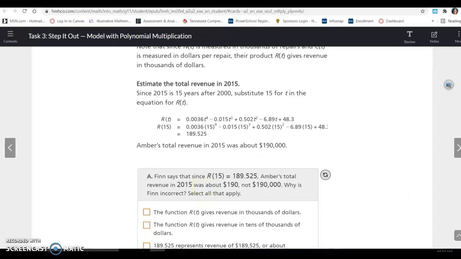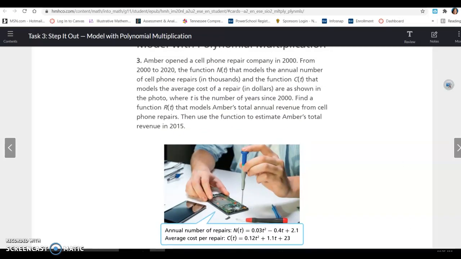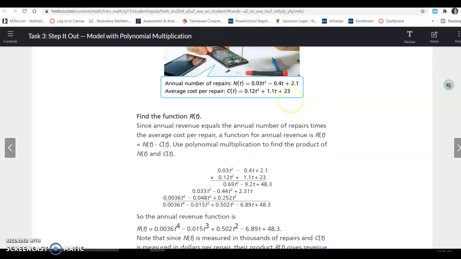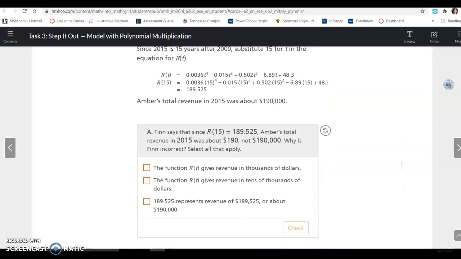Estimate the total revenue in 2015. Since 2015 is 15 years after 2000, substitute 15 for t in the equation r of t. So here's r of t, and again, 2015 is 15 years since 2000. If you go back to the original problem here, it does say t is the number of years since 2000. So that came from the original problem.